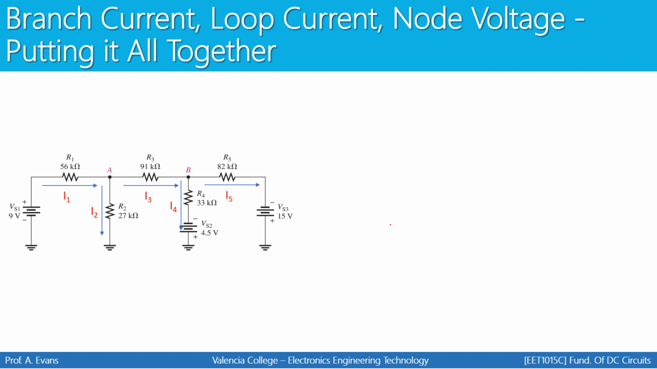And then I have to do a KVL around each closed loop. Notice I have 3 closed loops, so I have to do 3 KVL equations. Now I don't have the polarities shown on this particular problem. I'm leaving it up to you to make sure you know how to label polarities correctly. So on your paper, as you're doing this problem, make sure that you are labeling the polarities.